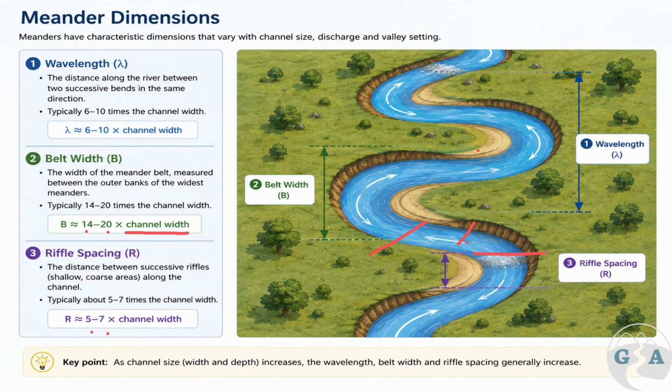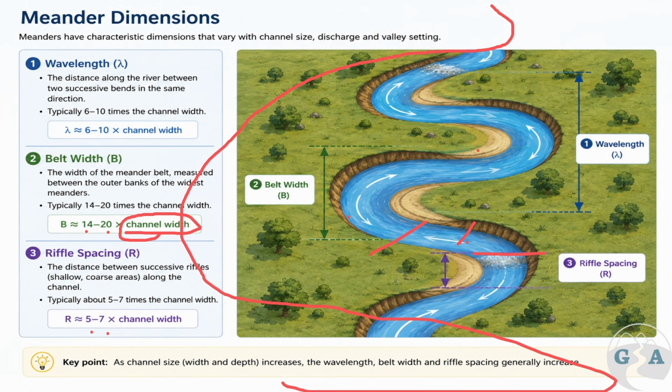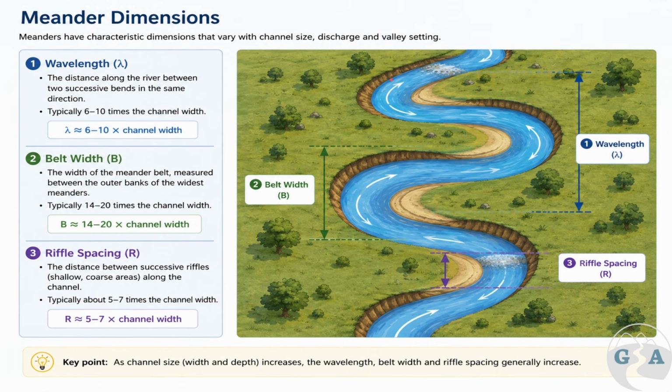So if we increase the channel width, all of these things need to increase, which means that the meanders become much, much larger, and this will change their sinuosity, the way that they bend. So it's quite cool that we can pretty much mathematically guess what the reaction would be at this point if we increase channel width.